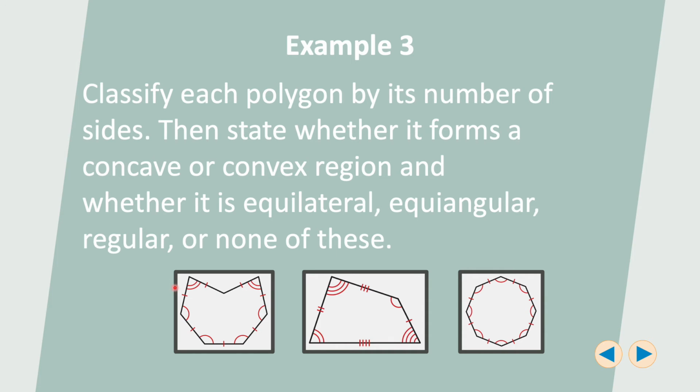Concave or convex. So concave is when the polygon dips in, just like this. And convex is when it pokes out. So this is a concave polygon because it dips in like that.